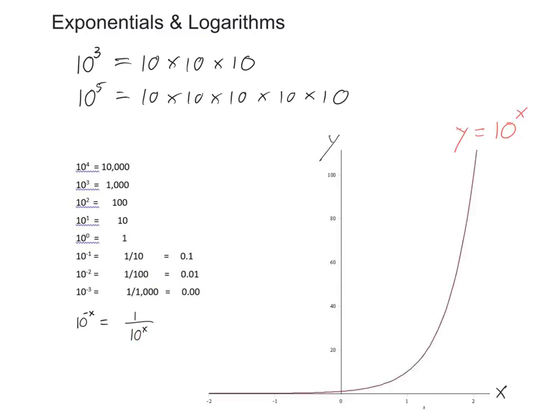Let's make a graph of 10 to the x power. So we saw by looking at these that as we increase the exponent, 10 squared, 10 cubed, 10 to the fourth, each successive number becomes a factor of 10 larger. So this function, 10 to the x, is growing extremely rapidly. So it kind of shoots up like this.